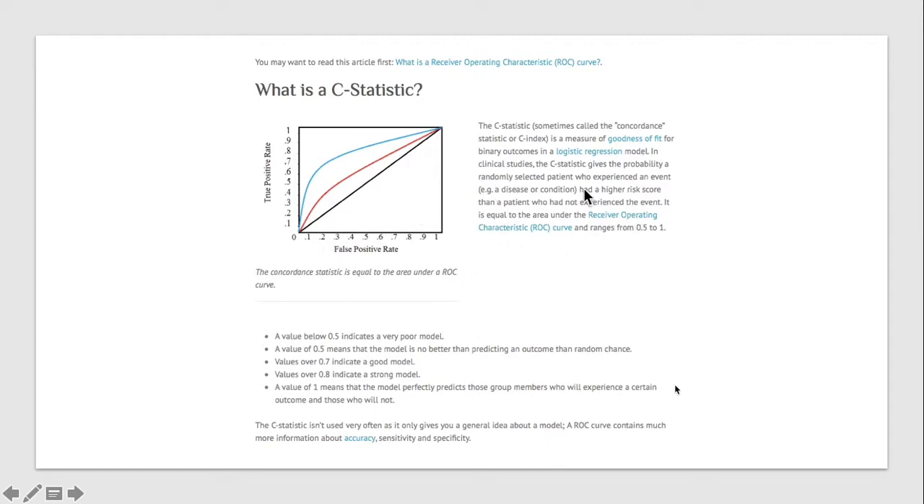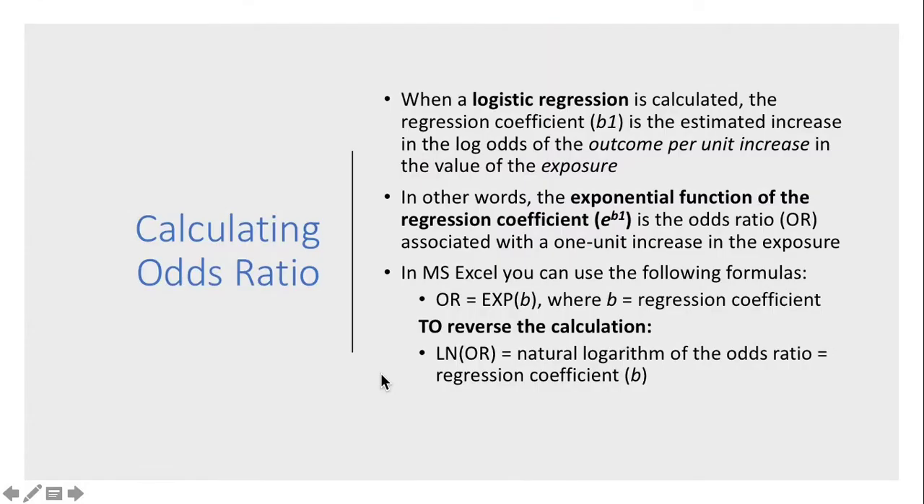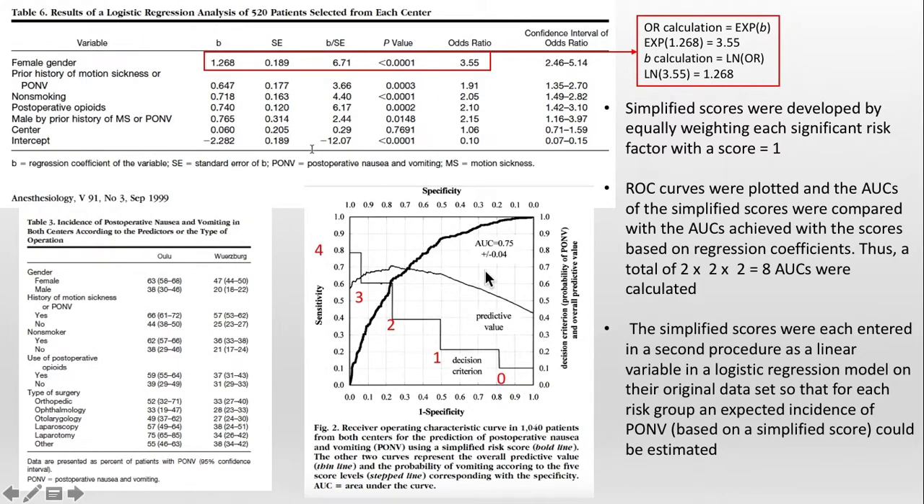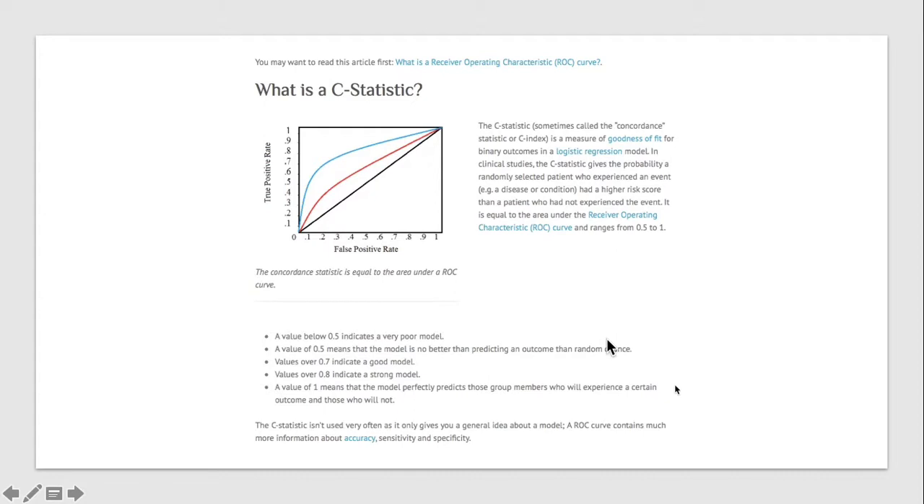So essentially, what they show you here is that 0.5 is a poor model, meaning it's not any better than random chance. 0.7 indicates a good model. So if we go back to this example, they came up with an AUC, which you can call your C statistic, of 0.75. So that's good, according to this table. 0.8 would be very strong, and 1 would be perfect.